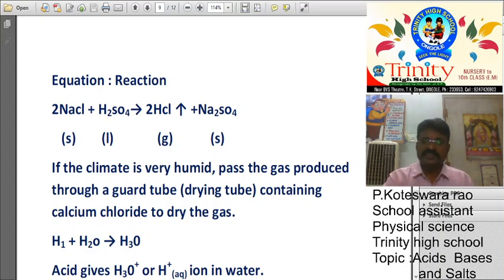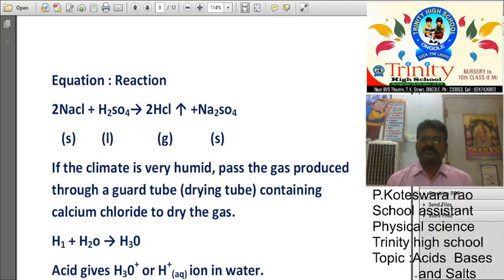So in the first condition, why does it not change, but in the second condition, why does it change to red? Because the gas is an acid gas. This acid acts as an acid only in aqueous condition. That is our conclusion.